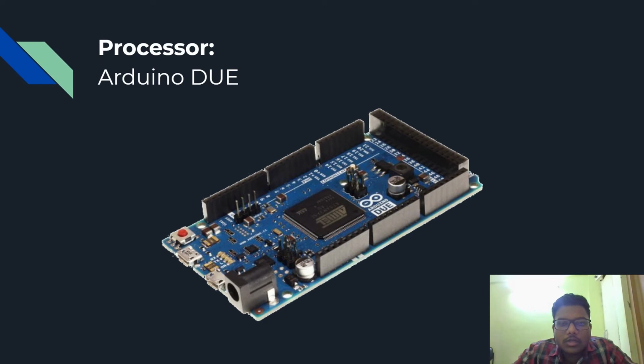The processor which we will be using is the Arduino Due board. There are other boards like the Arduino Uno board also, but the Arduino Uno board cannot be used because of its low data space of 2 kilobytes, which cannot be used to process 1000 samples at a time.